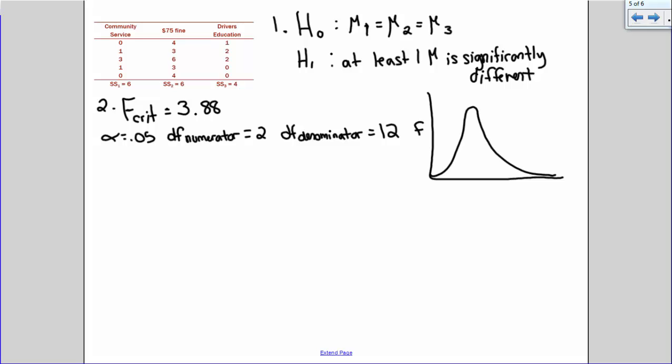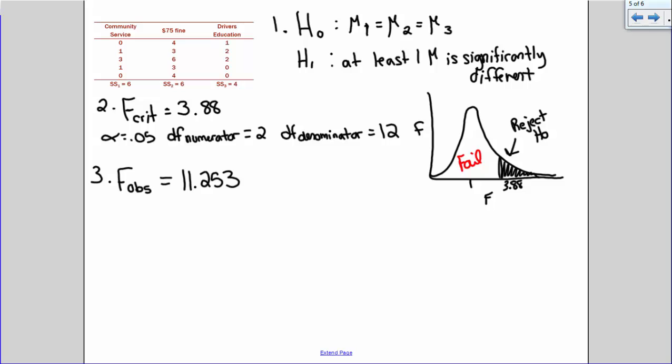And if we draw our F distribution, 3.88, as long as our F that we calculated in step 3 falls out here, we can reject the null and know that at least one group has a significantly different level of the dependent variable. So step 3, remember we found our F statistic, or our F observed, to be 11.253. And that is like out here in the ether, right? There's just no way that it's due to chance. It's due to the independent variable. We're pretty certain of that. So for step 4, we make our decision.